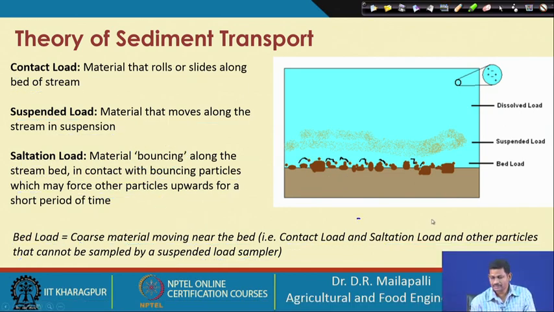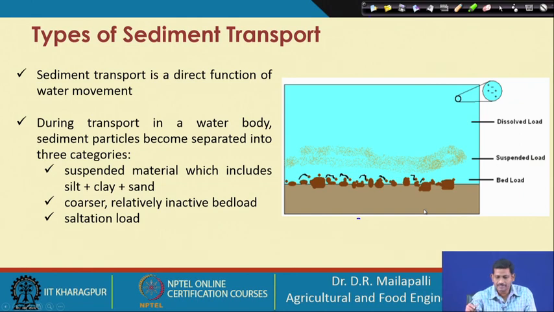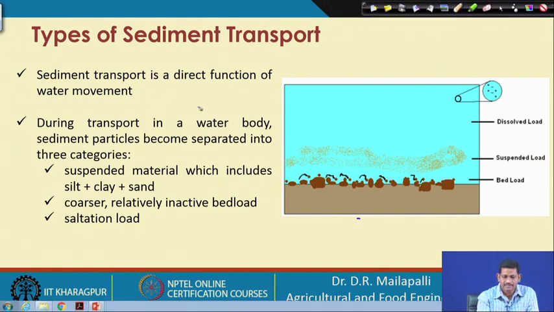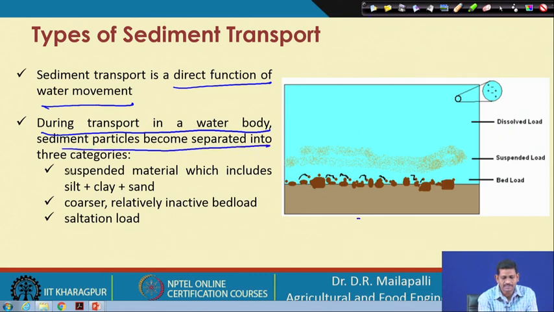And then the next is the sediment transport. So, basically the direct function of water movement. So, if you increase the water movement, definitely the sediment transport will increase. So, during transport in a water body, the sediment particles become separated into three categories. So, suspended material, which includes silt, sand, clay, and coarser material. So, relatively inactive bed load, and then saltation load.